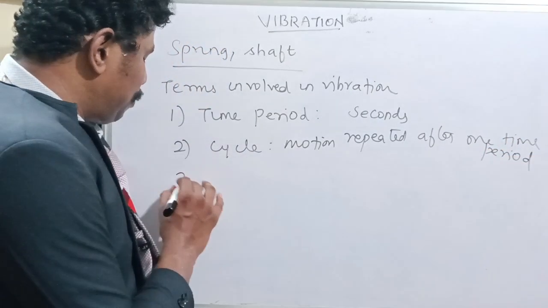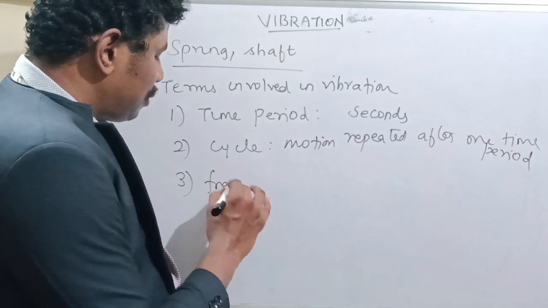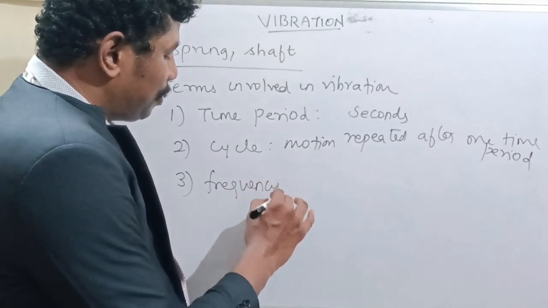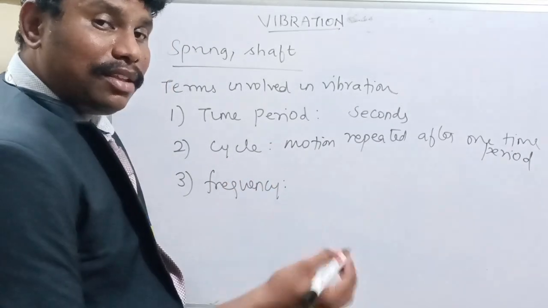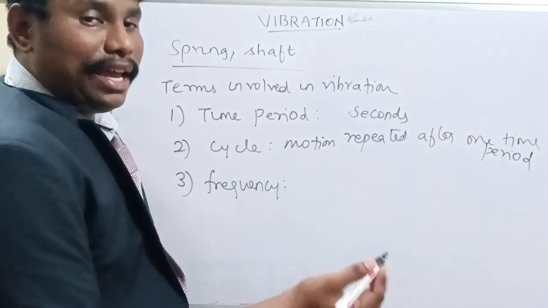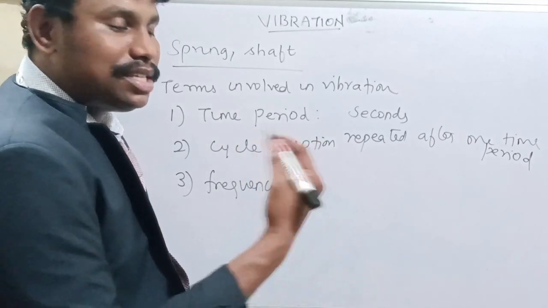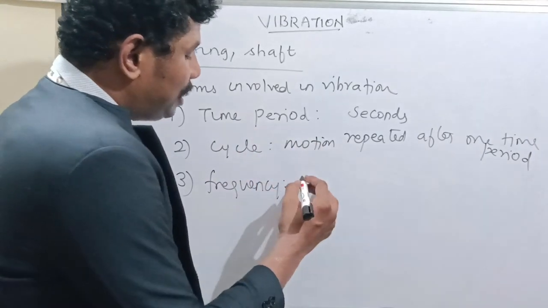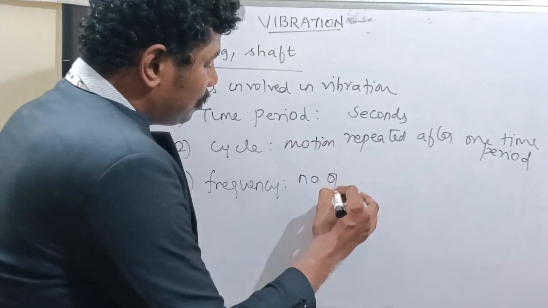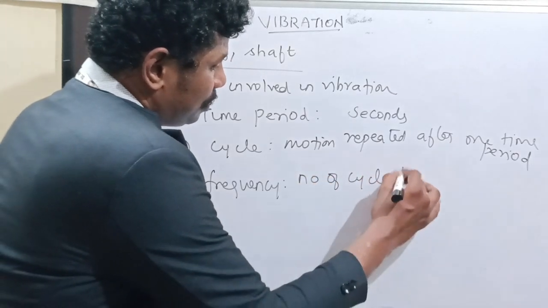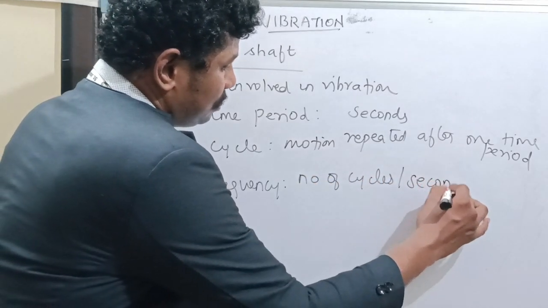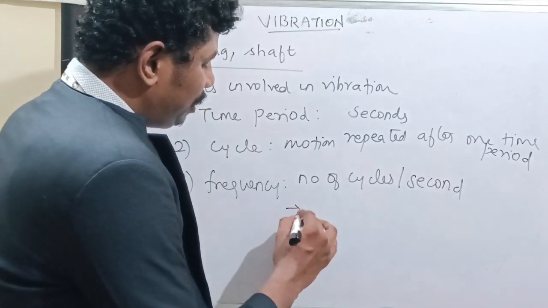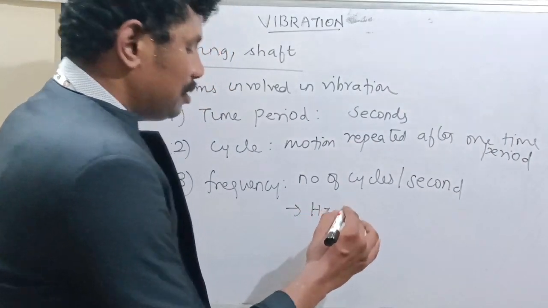So the third important term is frequency. This is very much important. We need to determine the frequency of each and every external force as well as the frequency of each and every object. Frequency is nothing but the number of cycles per second. The unit of frequency is hertz.